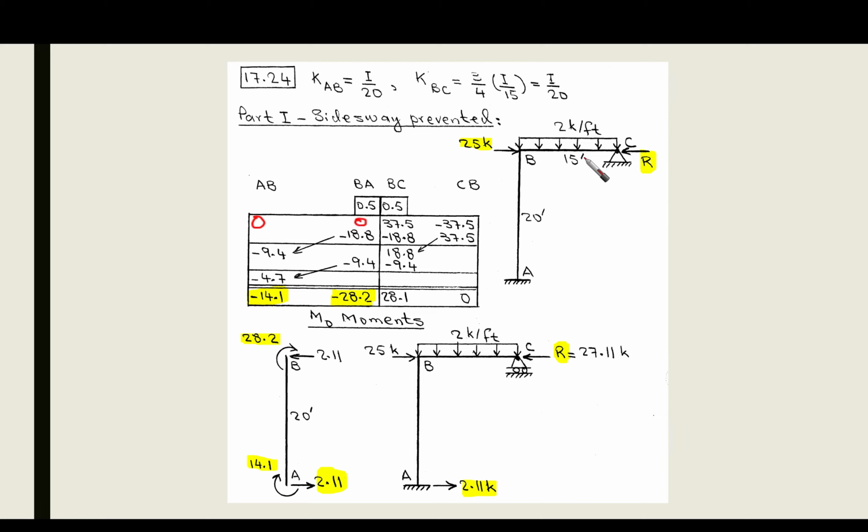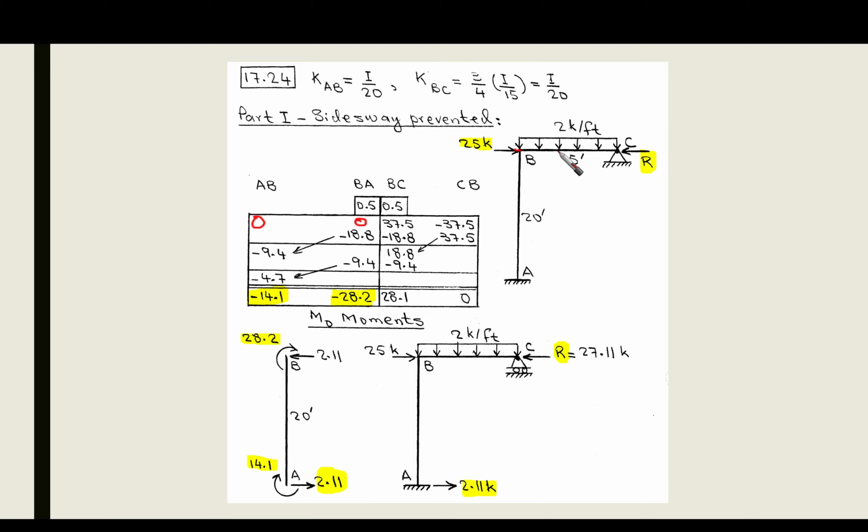For member BC, as you can see, we have external loading, which is 2 K per foot. And there is a concentrated load at point B. As you can see, this concentrated load will not produce any fixed end moments in member BC. However, this distributed loading, because it is perpendicular to the span, is going to develop fixed end moments. This is going to be calculated.